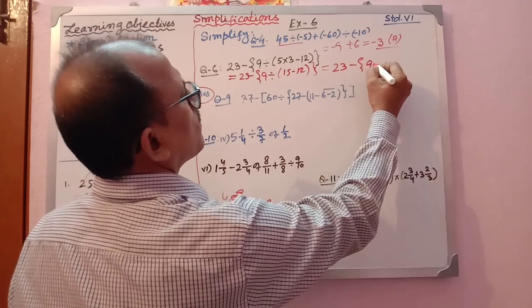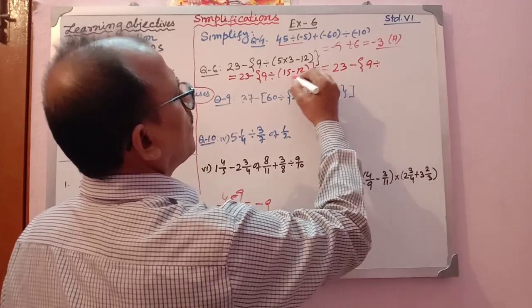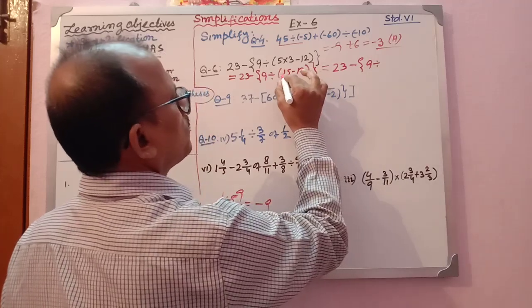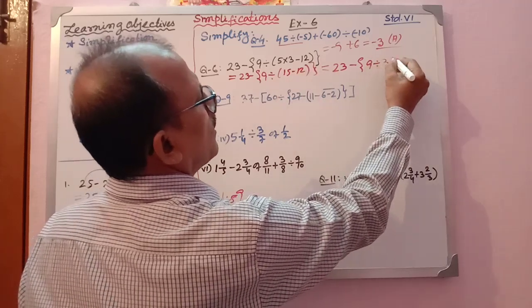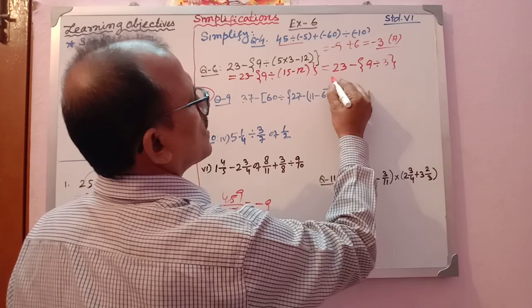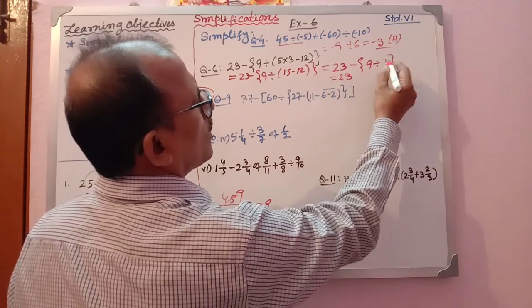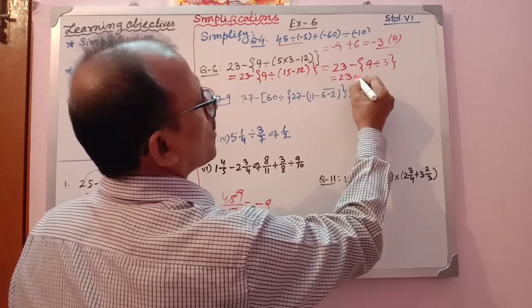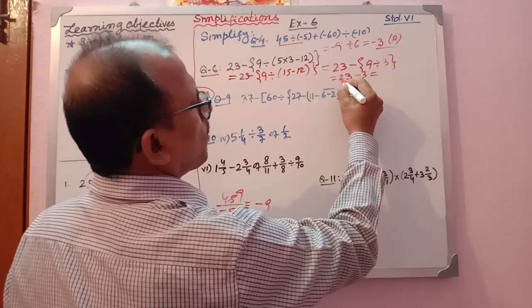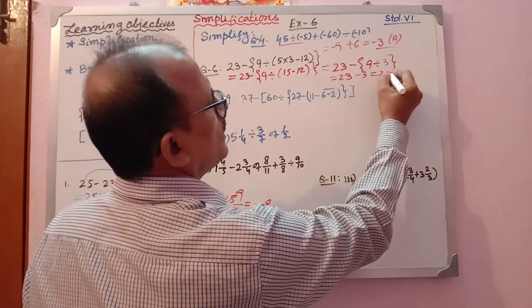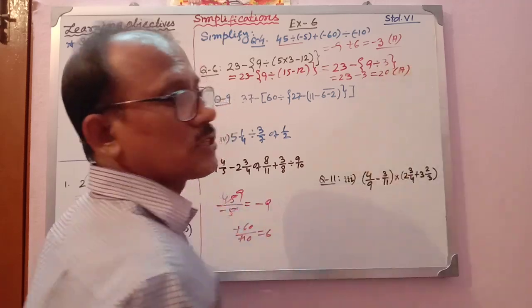So go till the simple bracket. Divided by 15 minus 3. Now plus 15 minus 12 is 3 within the curly bracket. Simple bracket vanished now. Now 23. Now again do the bracket work, it will become 3, isn't it? So minus 3. Now 23 minus 3 is 20. That's the answer. I hope you have understood this.